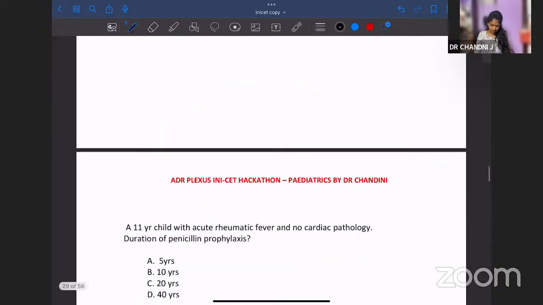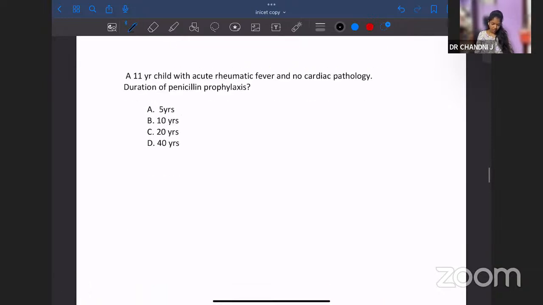Okay. Now, coming to this question, an 11-year-old child with acute rheumatic fever and no cardiac pathology. What is the penicillin prophylaxis? Okay. Acute rheumatic fever, no cardiac pathology, no cardiac disease. The answer is 5 years. Okay.